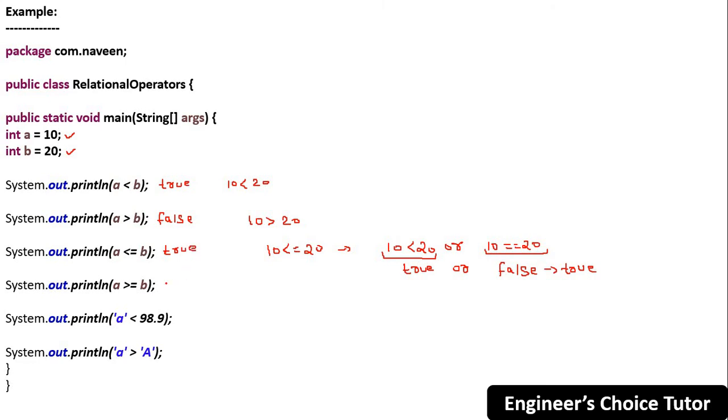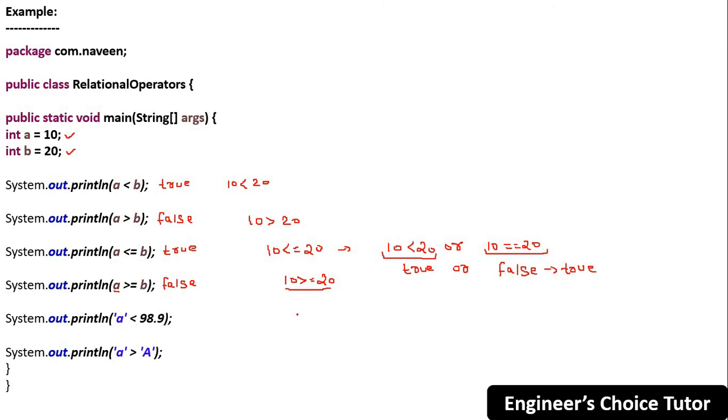Fine. Next case. a greater than or equal to b: 10 greater than or equal to 20. Both the conditions are false. Not greater than and not smaller or equal also. So you will get what here? False.